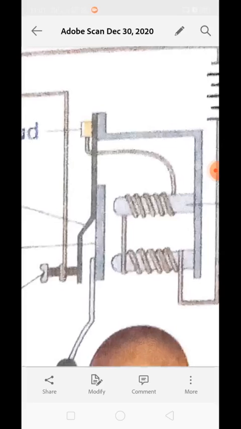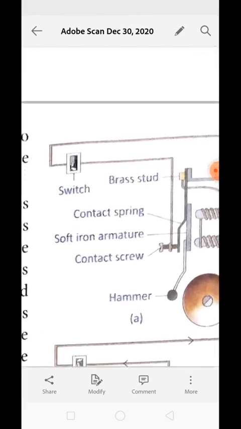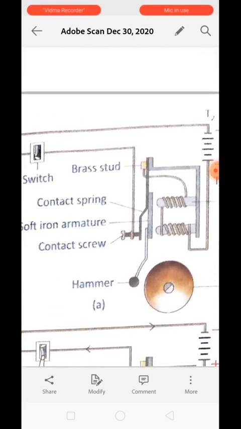Whenever the current is provided into this, by pressing the button or by switching the circuit on, in this condition the current will flow and this U-shaped electromagnet will behave as a magnet. And if a substance behaves as a magnet, what will happen? The magnetic substances will get attracted toward it, whichever is present in its magnetic field. Correct.